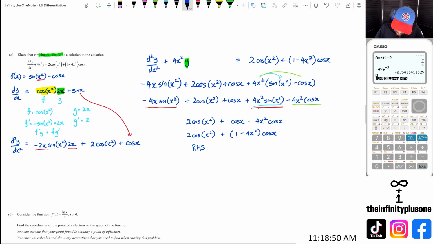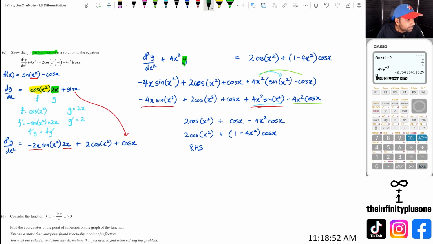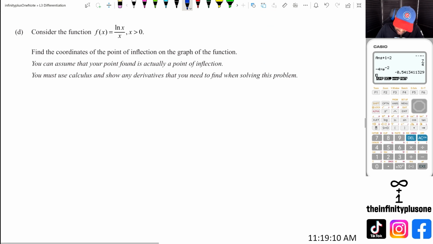So grades wise, we are looking at achieved for dy/dx, which is here. And you've got to do the full proof to get a merit grade for this question. So it's not too bad. All right, next question.